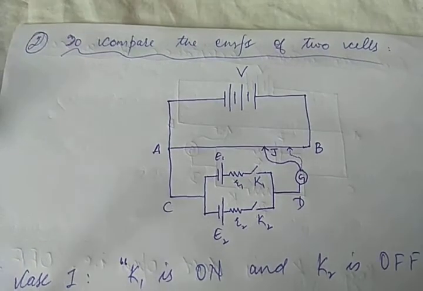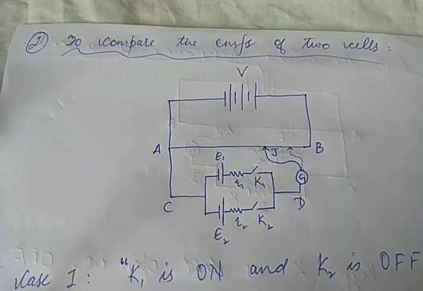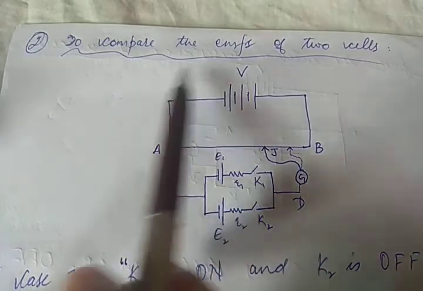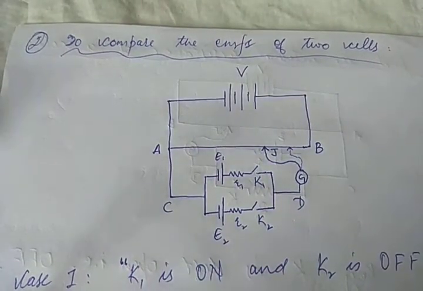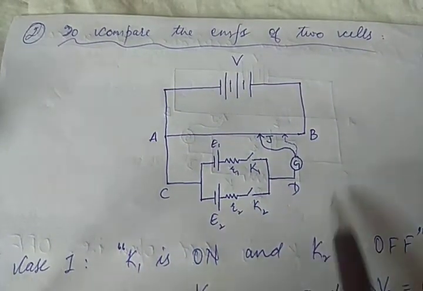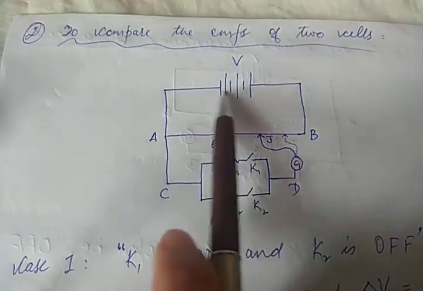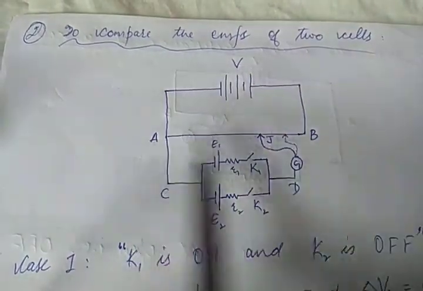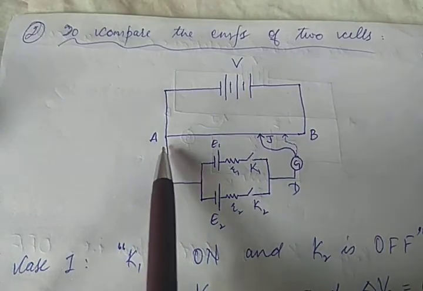In this video, we are going to look at the second use of a potentiometer, that is to compare the EMFs of two cells. So this is the circuit diagram for it. This is the battery, and AB is basically the potentiometer.